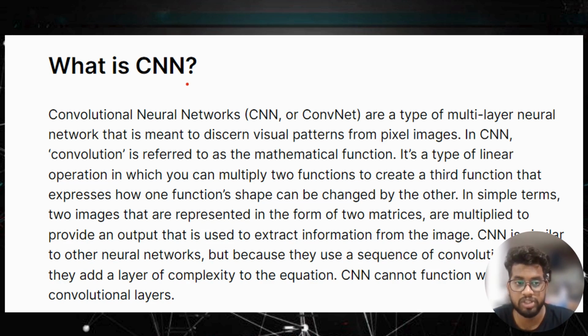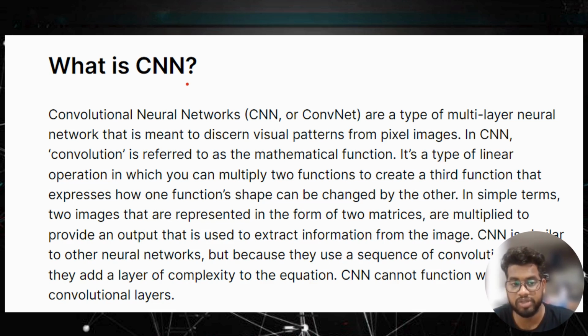In CNN, convolution refers to a mathematical function. It's a type of linear operation in which you multiply two functions to create a third function that expresses how one function's shape is changed by the other. In simple terms, two images represented as two matrices are multiplied to provide an output that is used to extract information from the image.